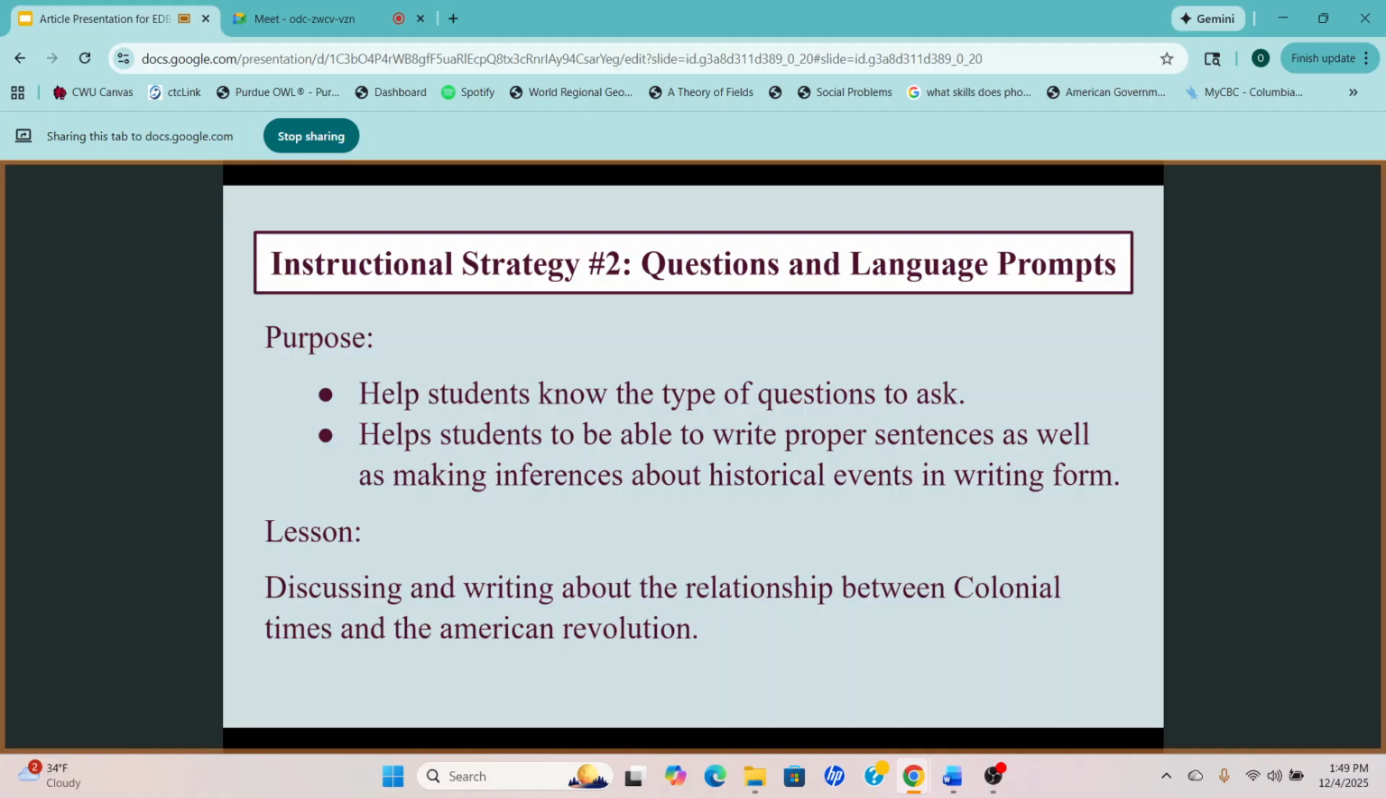The second strategy was questions and language prompts. The purpose of this is to help students know the type of questions to ask. It helps students be able to write proper sentences as well as make inferences about the historical events in written form. The lesson with this is discussing and writing about the relationship between the colonial times and the American Revolution as a whole.